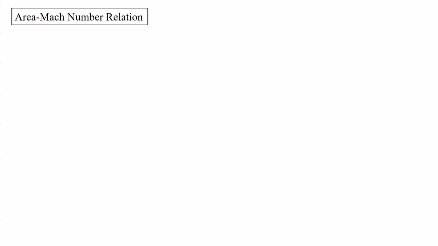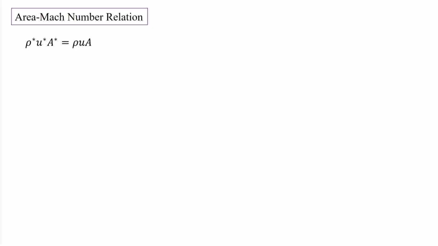Now, we have seen that there is a choking condition, and we have to use this understanding of the choking condition to find the mass flow rate, but before that we will try to find the area Mach number relation. We know that rho star, u star and a star equal rho, u and a. Here star means the velocity, area and density corresponding to the Mach 1 case.